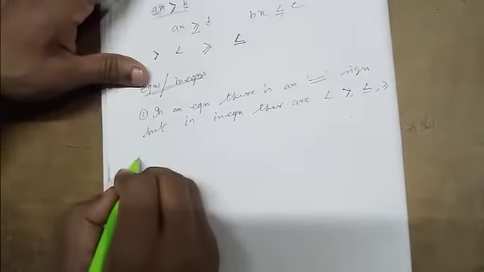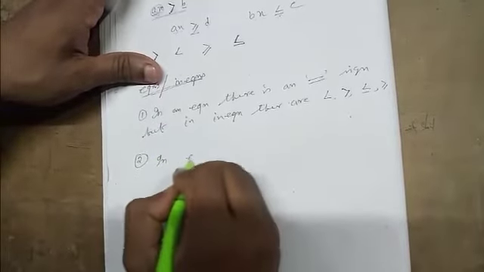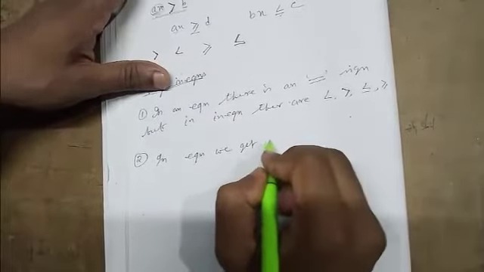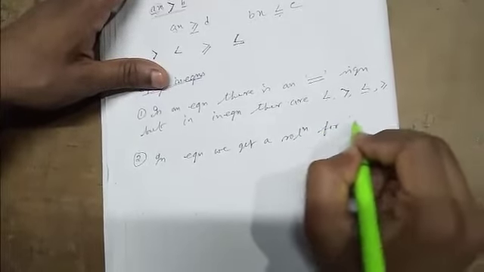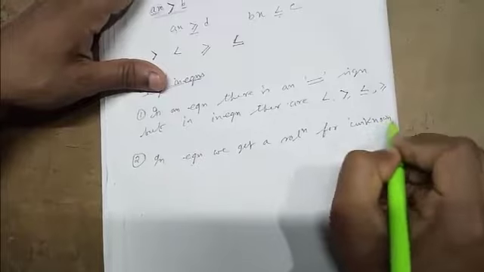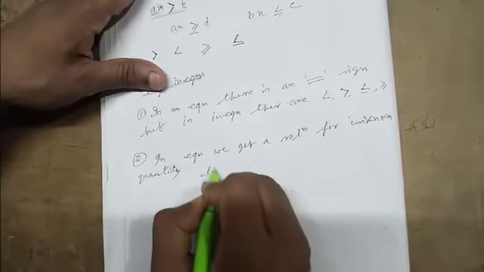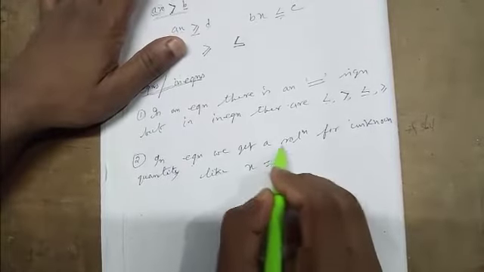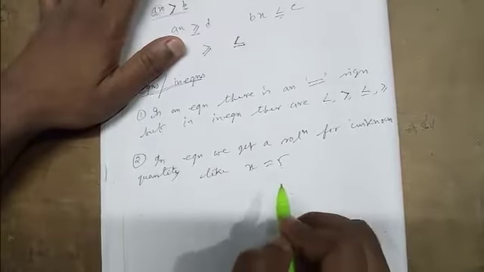Number 2. In an equation we get a solution for the unknown quantity, like x equal to 5. In an equation we get a solution for the unknown quantity. X equal to 5, it's an unknown quantity, and it is a solution.